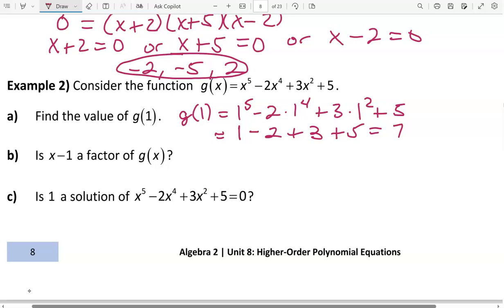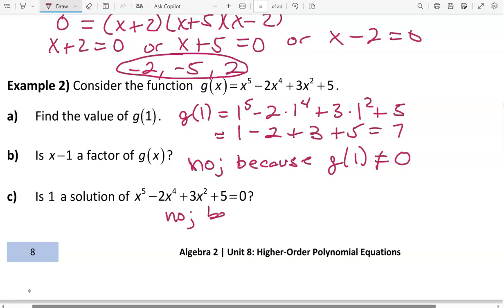And since we did not get 0, x minus 1 is not a factor of g of x. I'm just going to write my reason here, because g of 1 is not equal to 0. And furthermore, is x minus 1 a solution to x to the 5th minus 2x to the 4th plus 3x squared plus 5 equals 0? And that would be no, again, because g of 1 is not equal to 0.